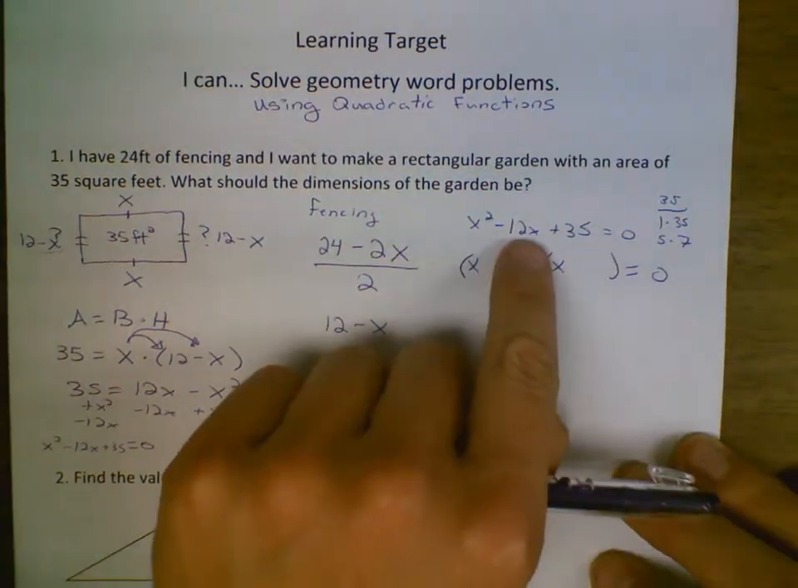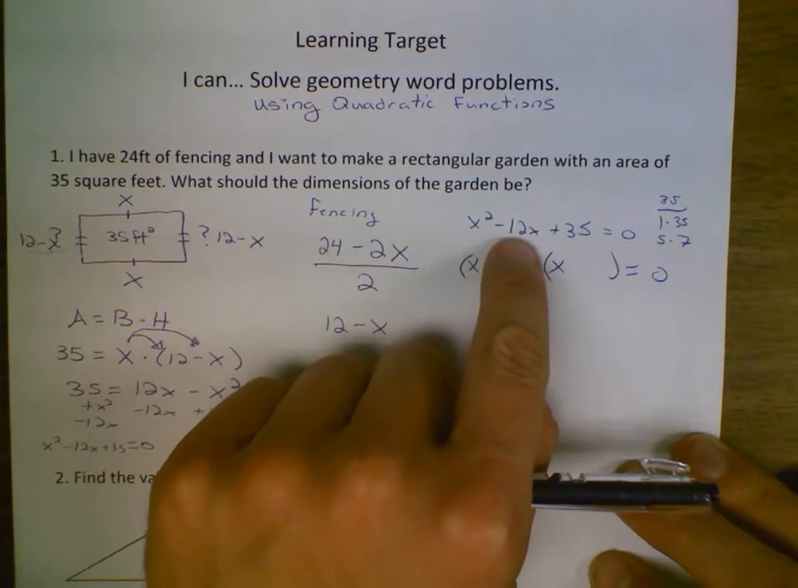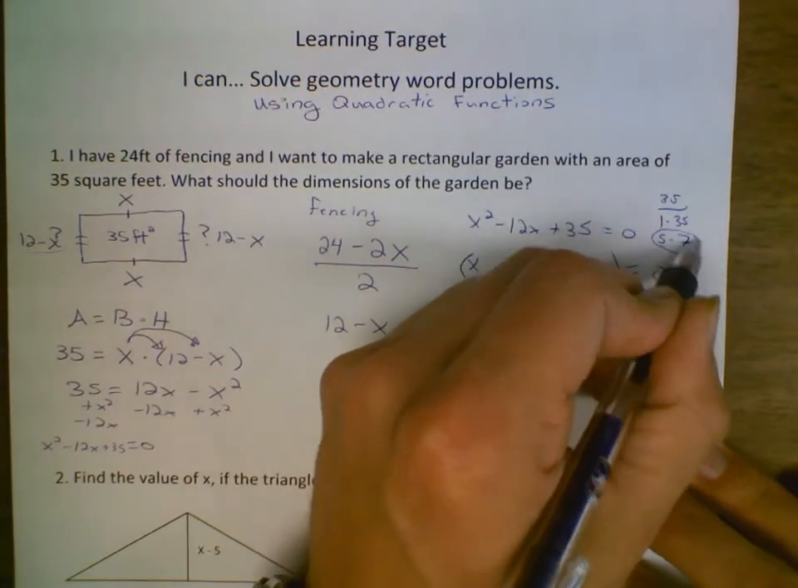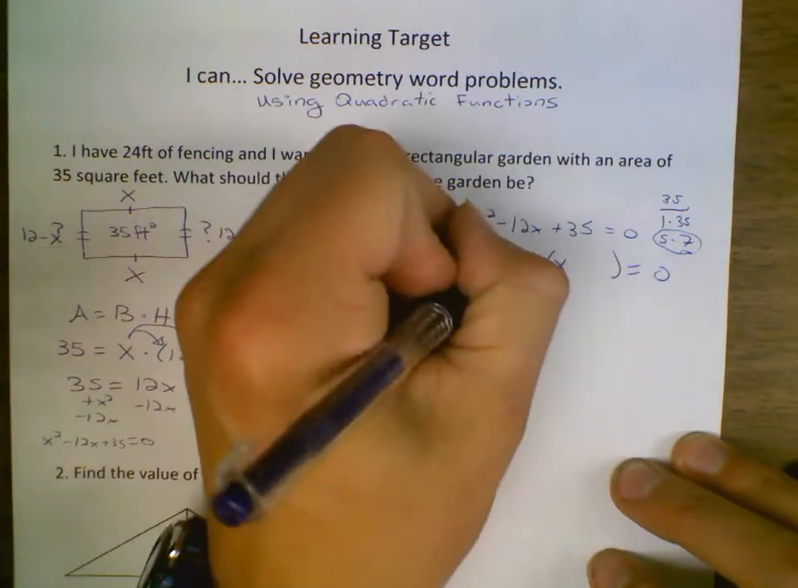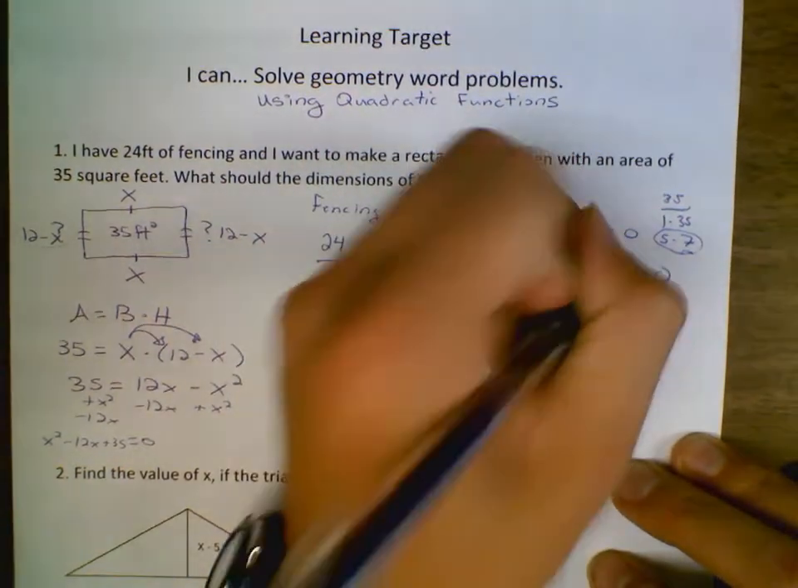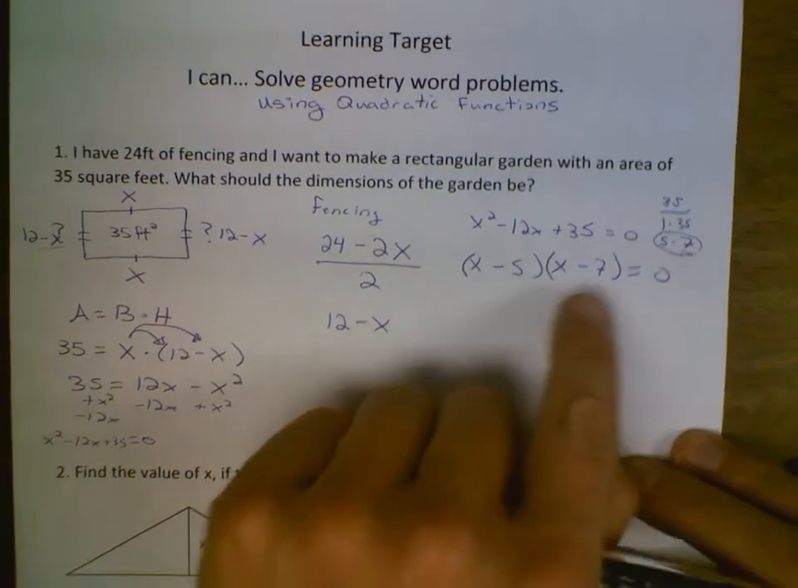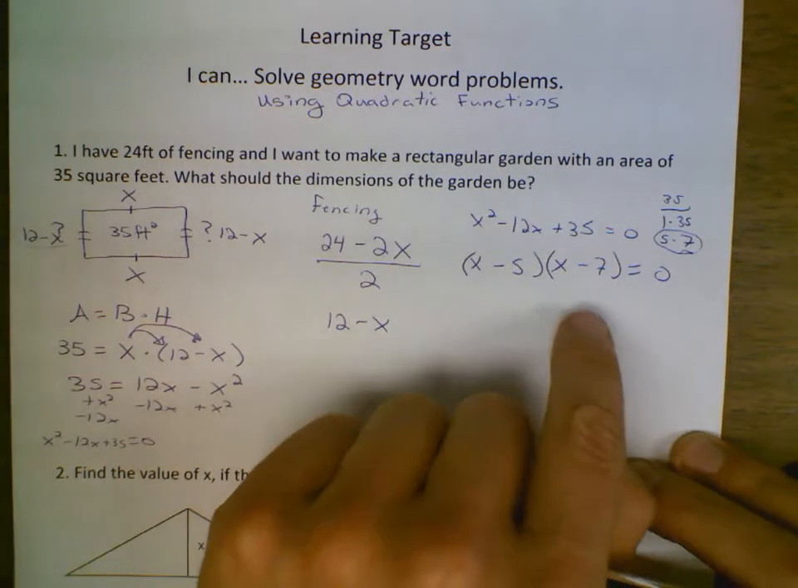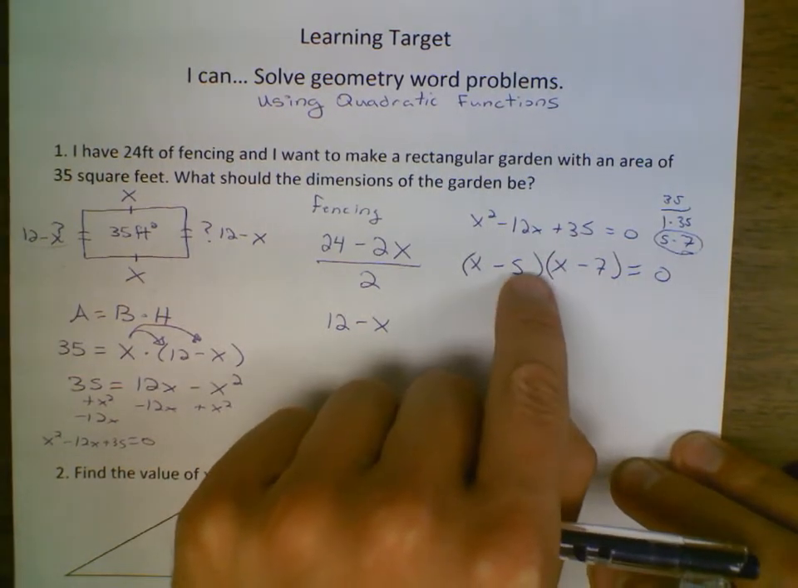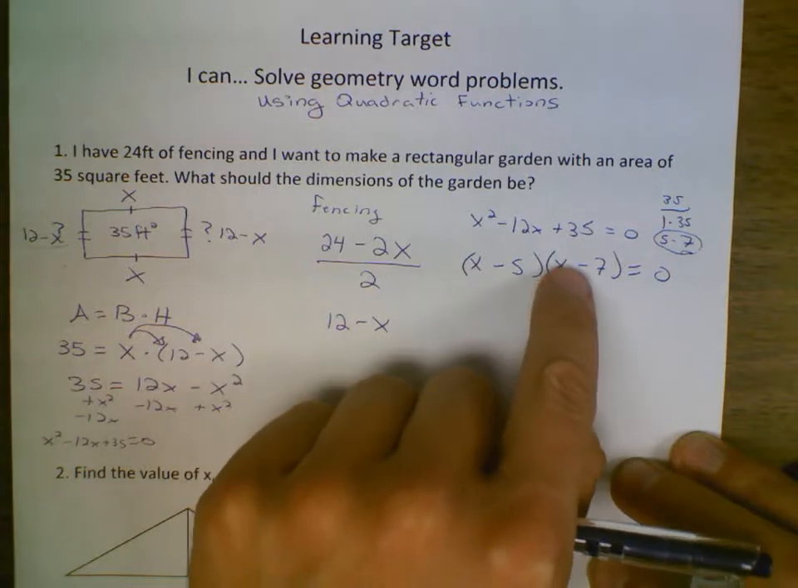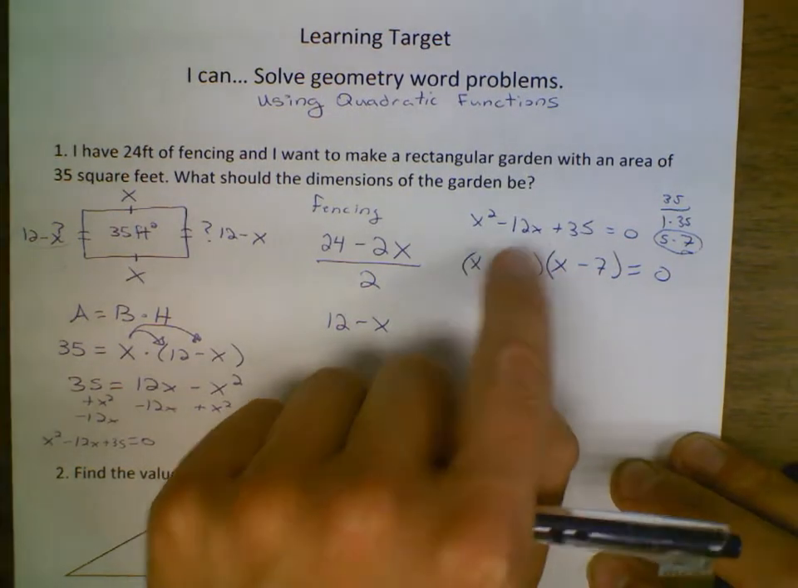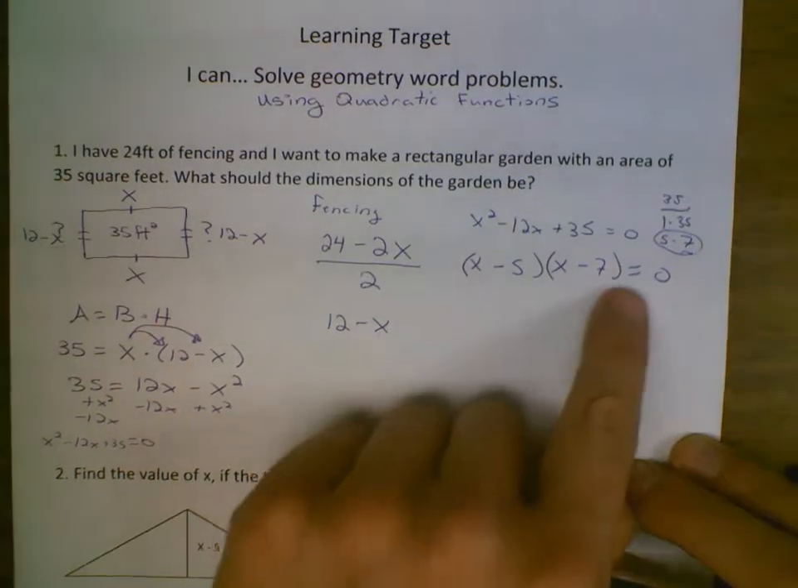I want to get a negative 12 in the middle. Well, I can see that 5 and 7 are my best options to do that. I just need negative 5 and negative 7. Negative 5 times negative 7 is positive 35. And if I check the inside and the outside, I'll get negative 5x and negative 7x, which combines to give me negative 12x. So this is the correct factoring.